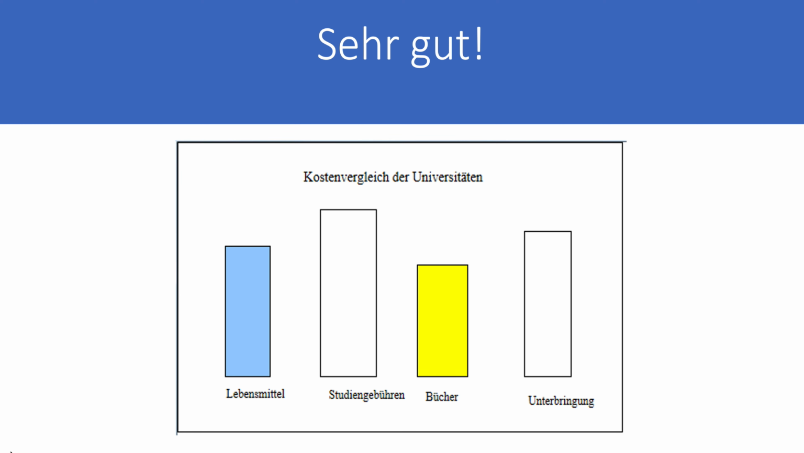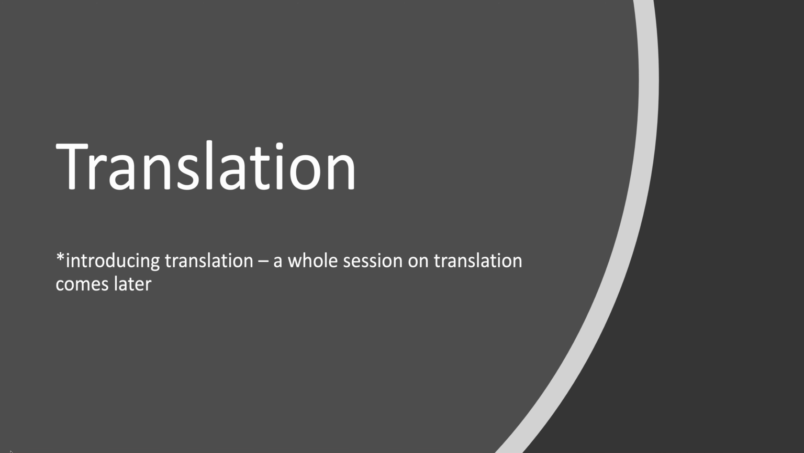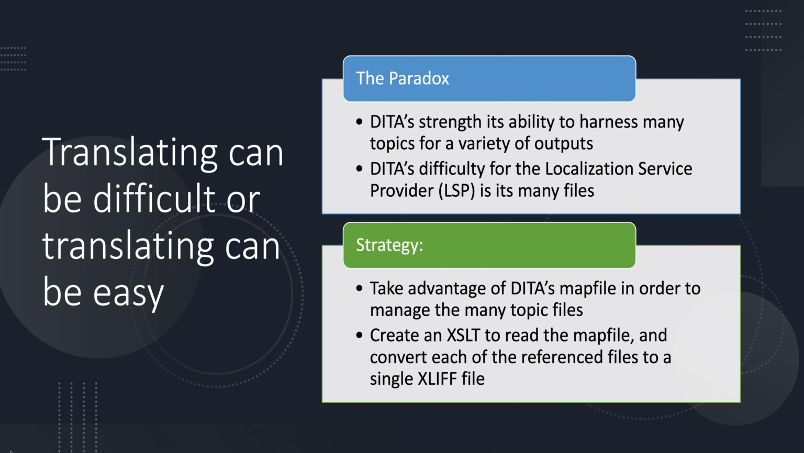So speaking of translation, this is another advanced DITA topic. We will talk a little bit about it here, introducing translation, but there's a whole session on translation that comes in a few weeks from now. So why are we talking about translation? Well, there's this paradox. DITA's strength is its ability to harness many topics for a variety of outputs. DITA's difficulty for the localization service provider is its many files. So we have a strategy to take advantage of the map file in order to manage the many topics.